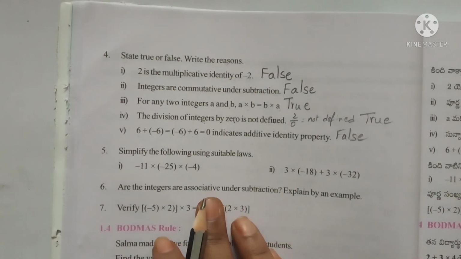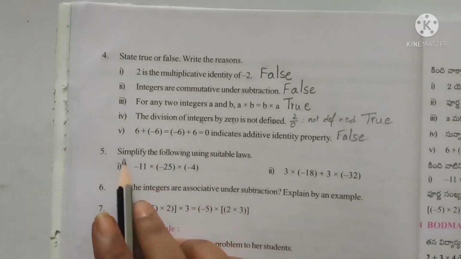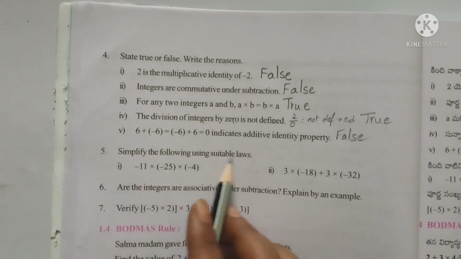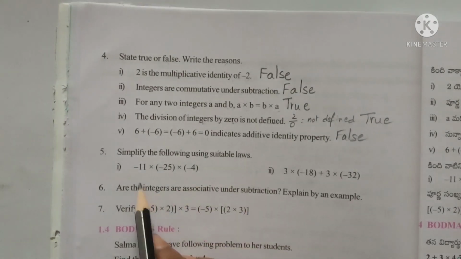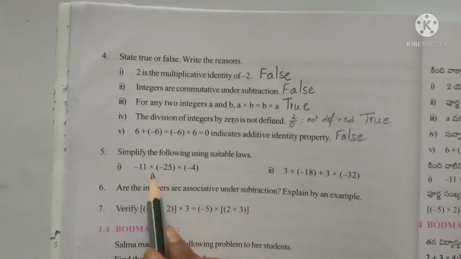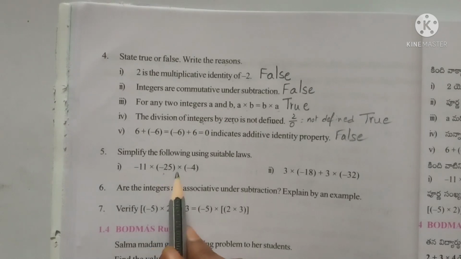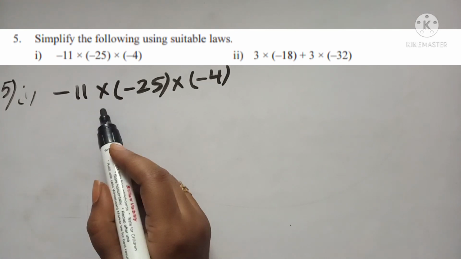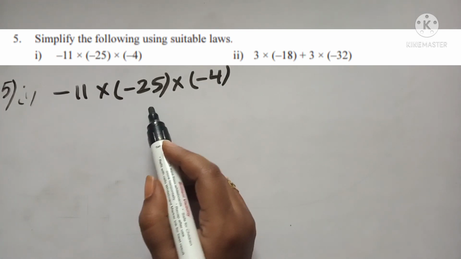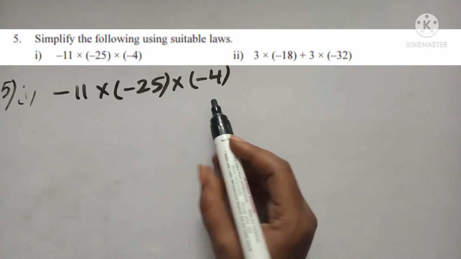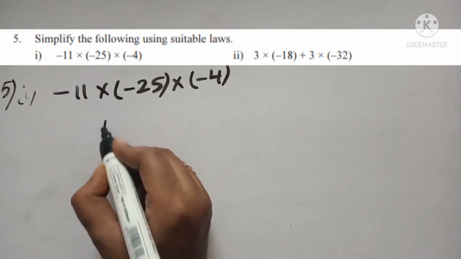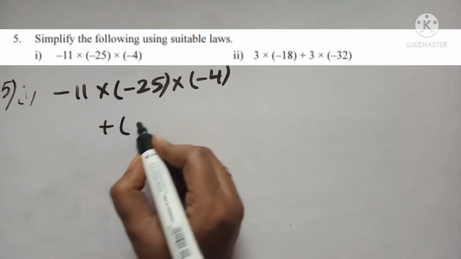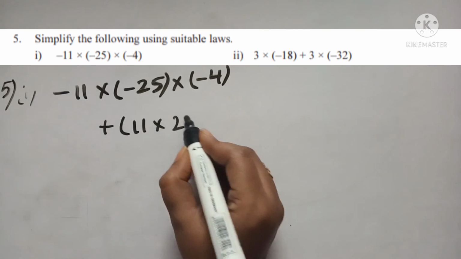Okay children, now let's move on to question number 5. Simplify the following using suitable laws. The first one is minus 11 into minus 25 into minus 4. Now let's solve this question. See here, minus 11 into minus 25 into minus 4. Minus into minus is plus, 11 into 25.